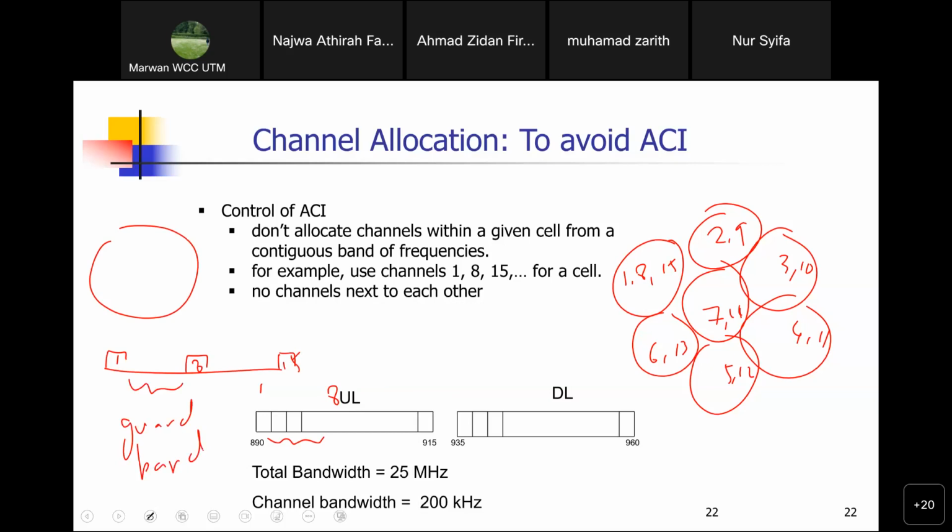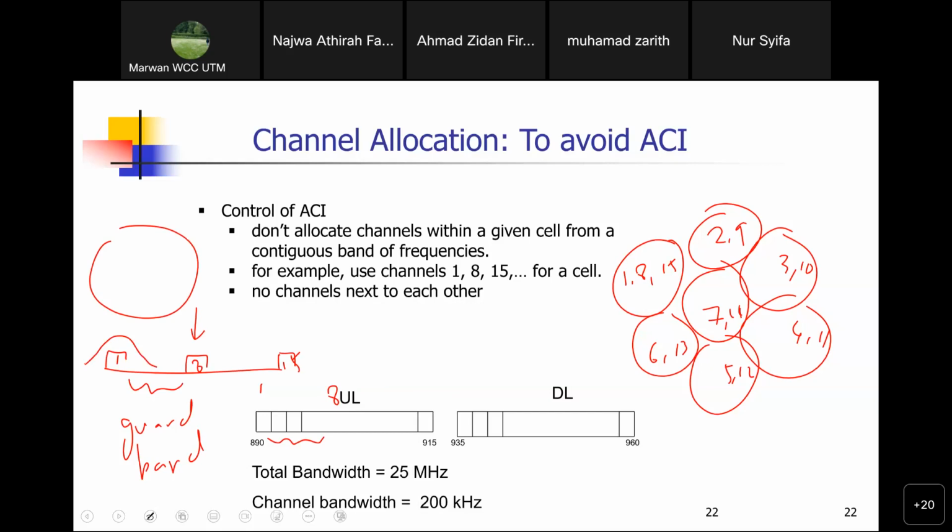Because then, our next user in the same cell is going to use slot number 8. So if you have an imperfect filter, normally you will not get interference from frequency 8 because it is actually far away. The guard band is bigger. So that is normally how we avoid ACI.